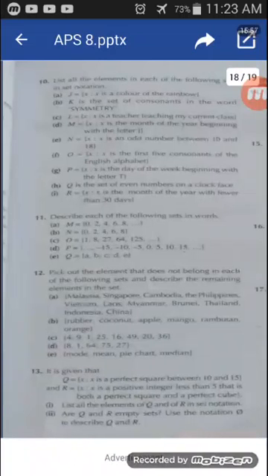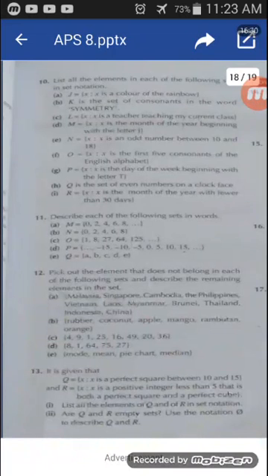Question number 13 is, it is given that Q is equal to x such that x is a perfect square between 10 and 15, and R is x such that x is a positive integer less than 5 that is both a perfect square and a perfect cube. List all the elements of Q and R in set notation. You just write it as a set notation.